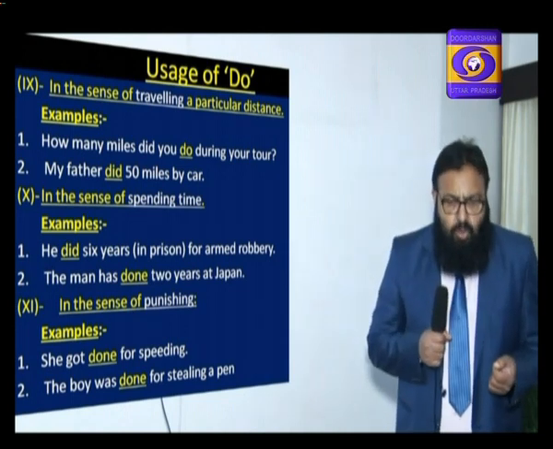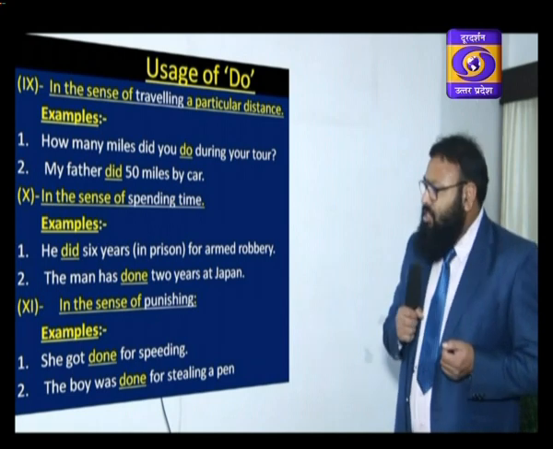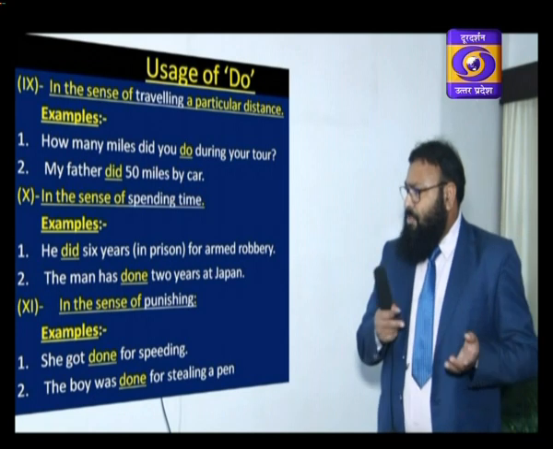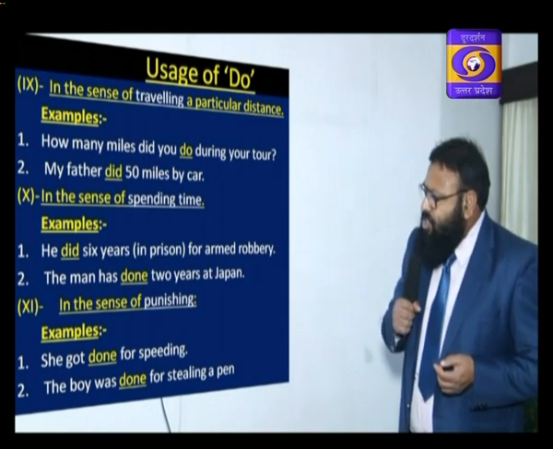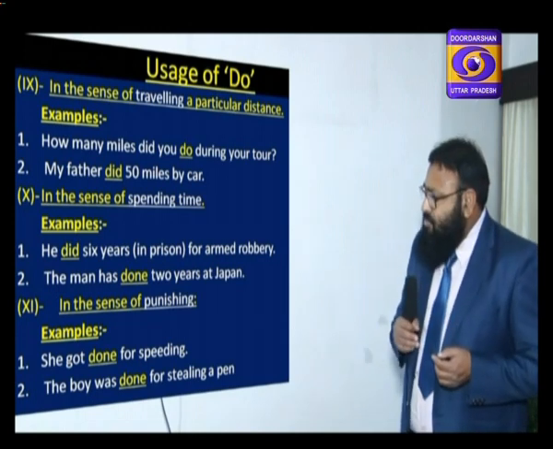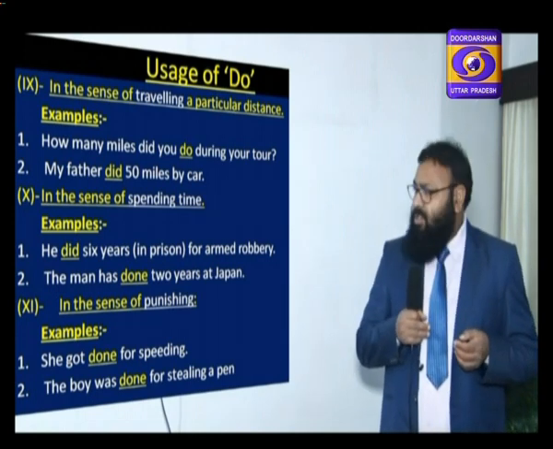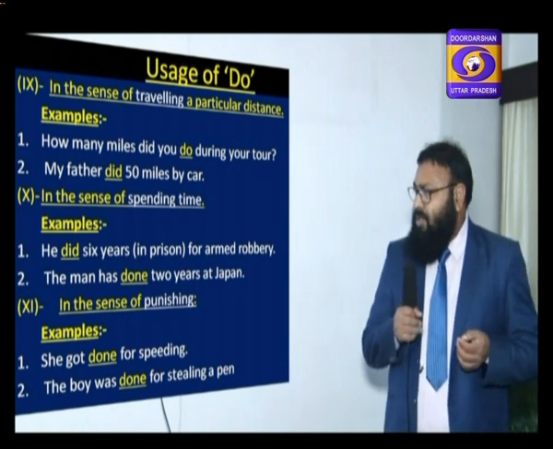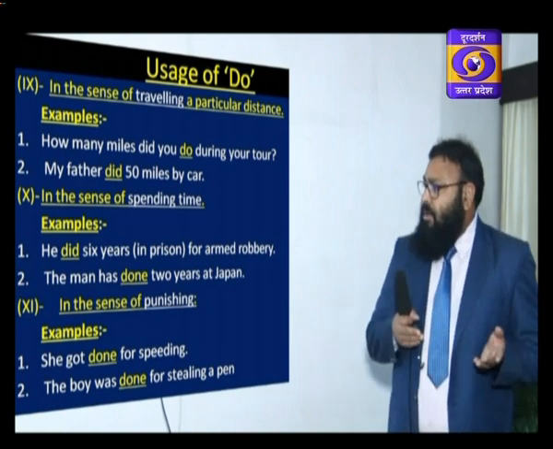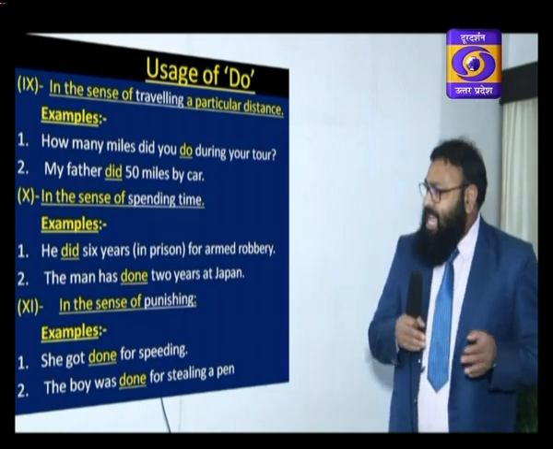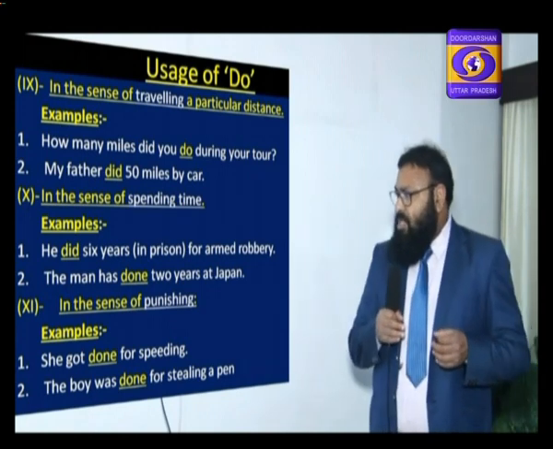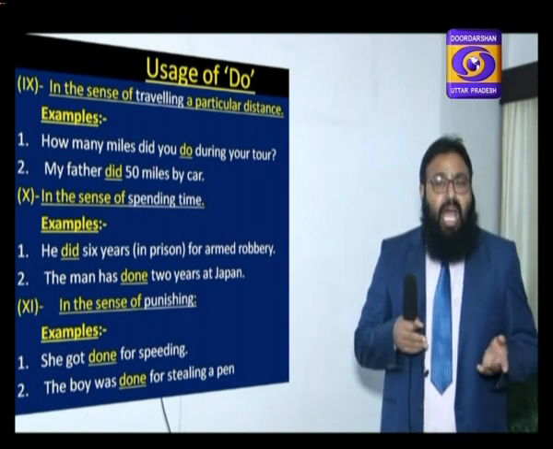Now the 10th usage of do as a main verb, dear children, is in the sense of spending time. Examples are, he did 6 years in prison for armed robbery. That means he spent 6 years in prison for armed robbery. The man has done 2 years in Japan. That means the man has spent 2 years in Japan. So did and done are used in the sense of spending time, dear children.